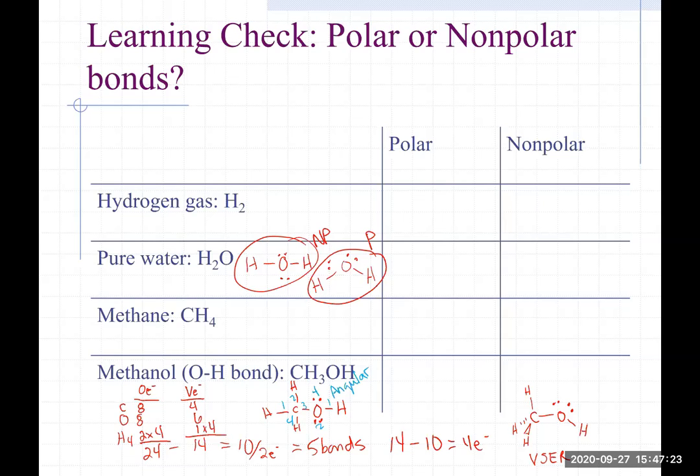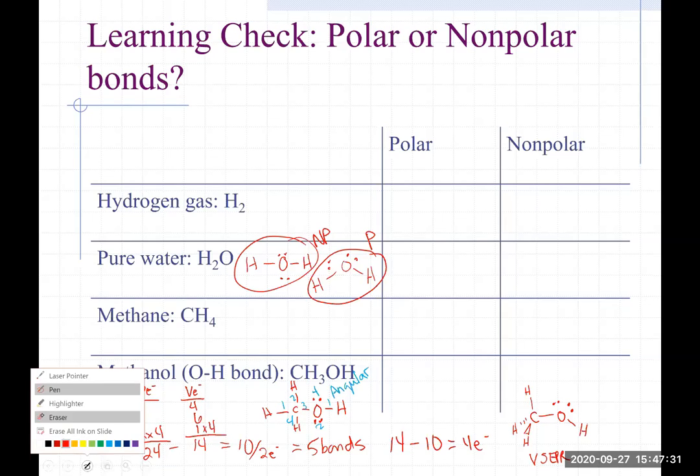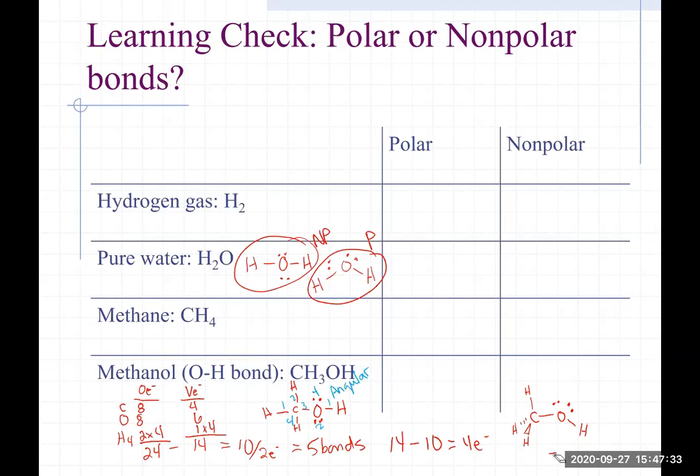Oops. Pair repulsion, sorry. Let me rewrite that real quick. Okay, valence shell electron pair repulsion. So that's our VSEPR structure right there.